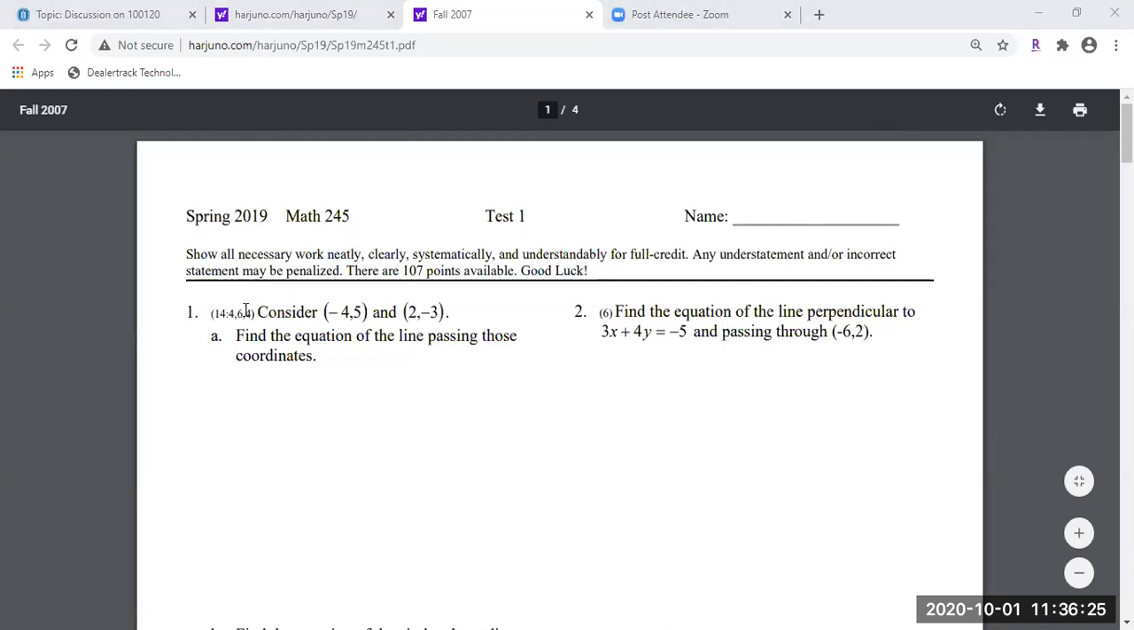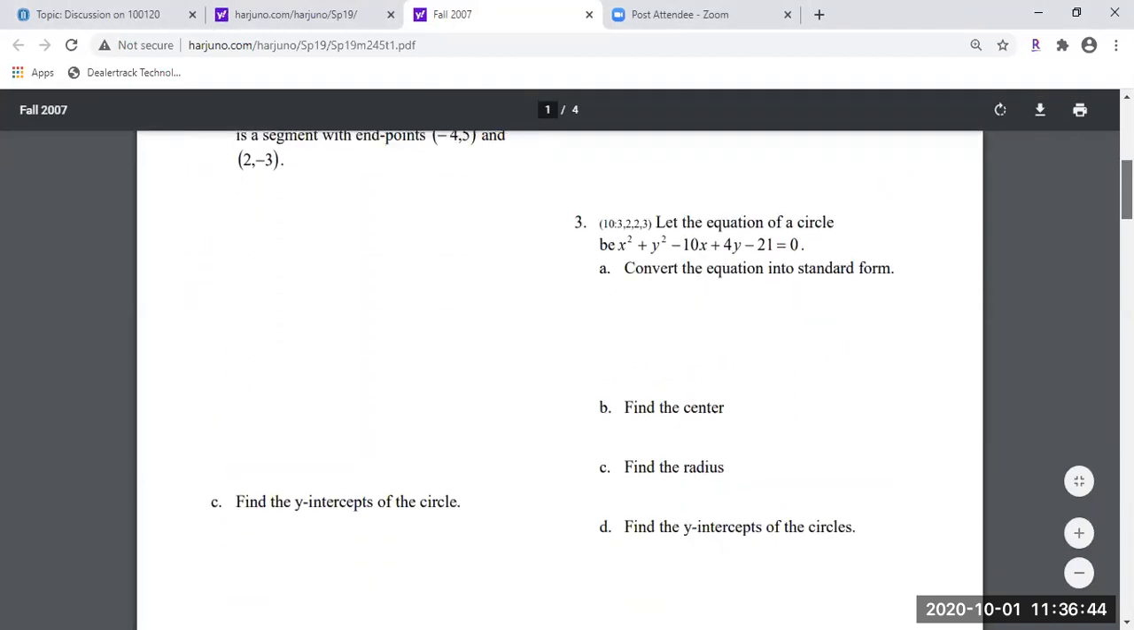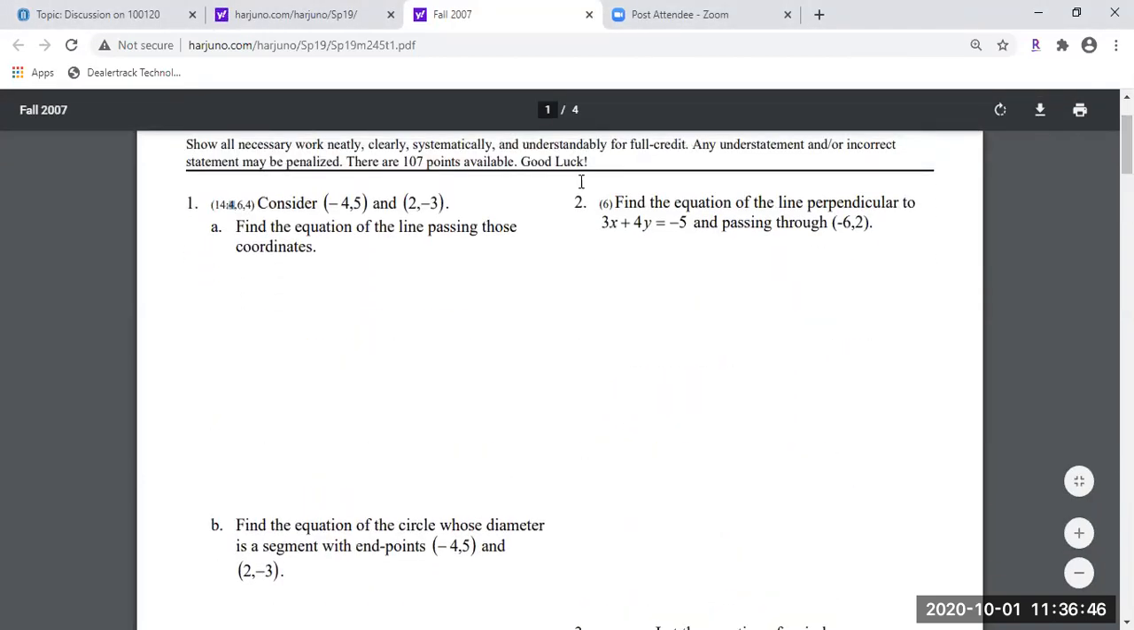Okay. You see here, number 1, 14 points, 4, 6, 4. Now, I don't think I will give you such a big number of points for these simple questions anymore. Okay, but what I want to say is the following. This number 1 consists of A, B, C, right? So question A, 4 points, question B, 6 points, question C, 4 points.